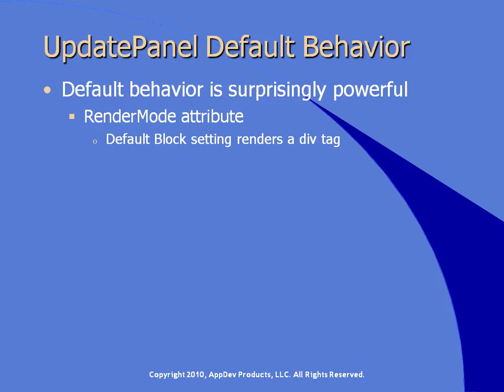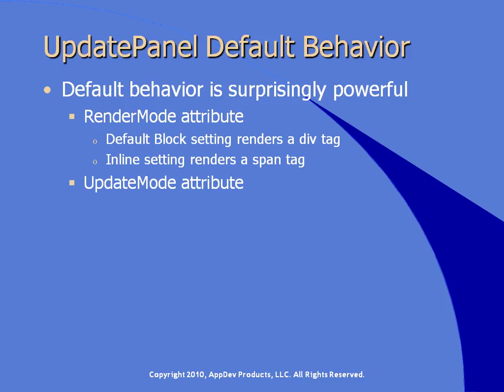In block-like controls such as a data grid or login control, that's usually okay because it's already rendering on a new line. But when you want to render content that might be in line with other content, you can change the render mode from its default mode of block to inline. This causes the rendering container for the Update Panel to render it as a span tag instead of a div tag. So you have some flexibility in the layout of your page.